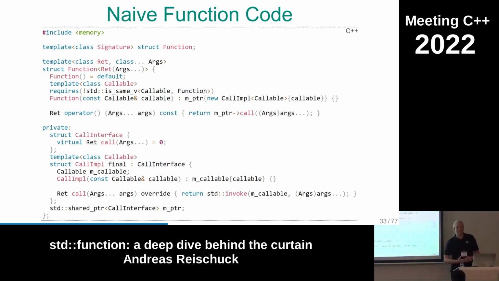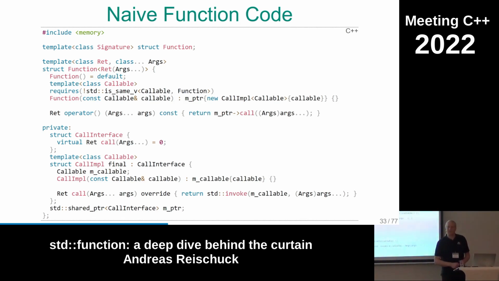Any questions about our naive function implementation so far? In the back? Yeah. Wait for the mic. So does this also now handle member functions? Yes, because we use invoke. Because of invoke? Yeah. Okay, thanks. But we will see later how this feature actually works. I will give some slides for that.